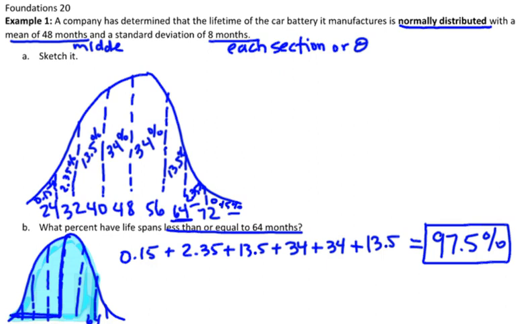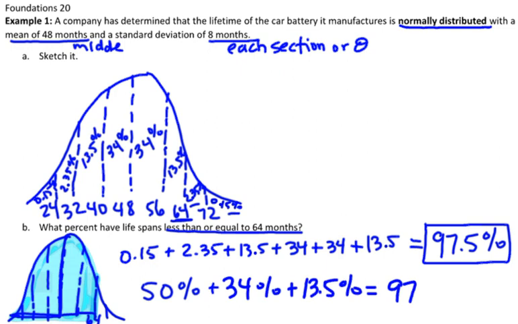A little bit of a quicker way is, you know this half here is going to be 50%, right? Everything on the left-hand side will be half of your data. So you can start there, 50% plus, we know this first standard deviation is 34%, plus this extra one is 13.5%. Again, that would still give you the same number. So if you want to do it in fewer steps and you understand that 1/2 of this normal distribution curve is 50%, that's fine as well.